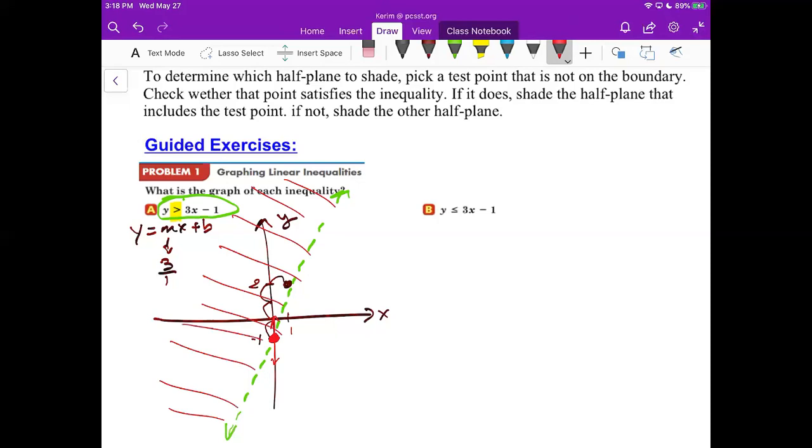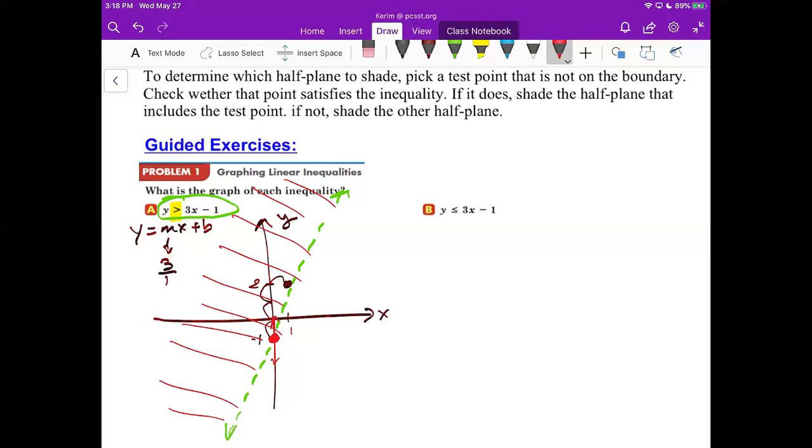So my solution is on the left side of the green line. The line is not included. Okay, this is one method. When the y is by itself, go with whatever it says in the inequality. If it says y greater, go to the greater side. If y is less, go to the less side.